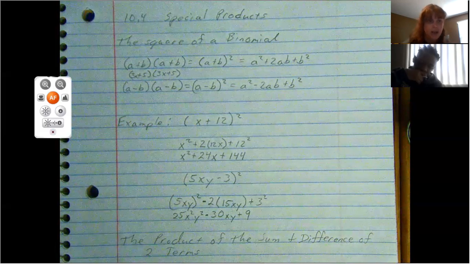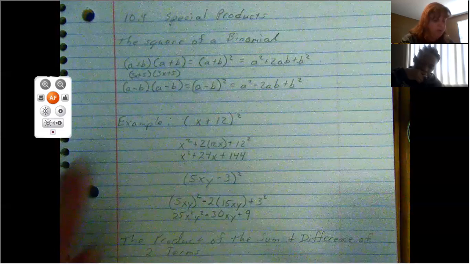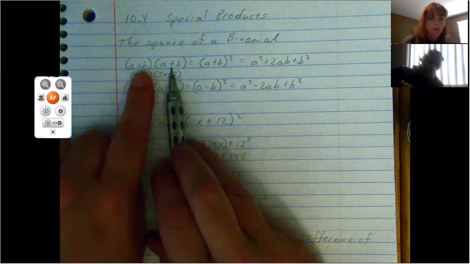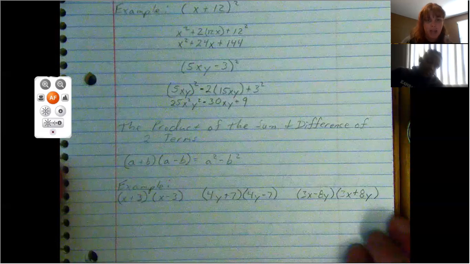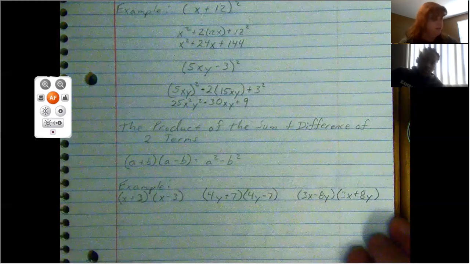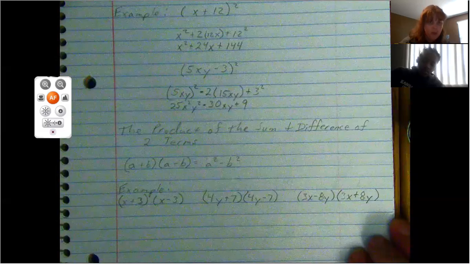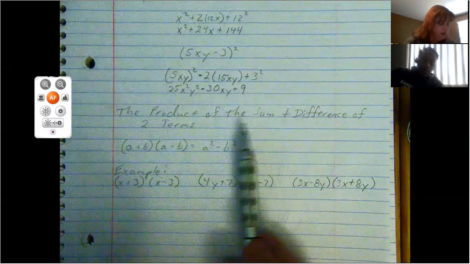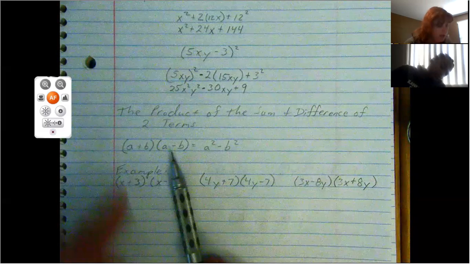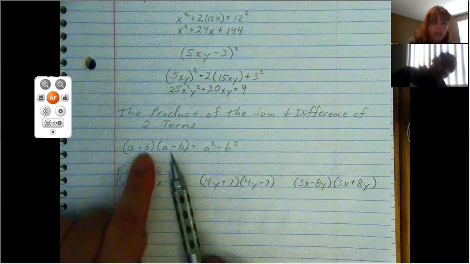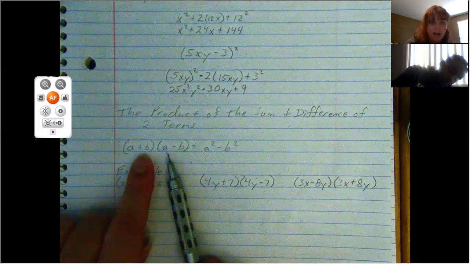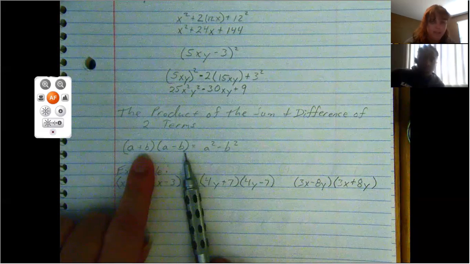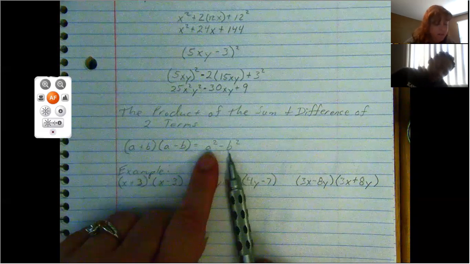Okay, so like I said, that's if both of the binomials are exactly the same. Sometimes they're the same with the exception of the symbol. So the next one that we're going to do is the product of the sum and difference of two terms. So this one, we have a plus b, and then the second binomial is a minus b. So then that would give us a squared minus b squared.